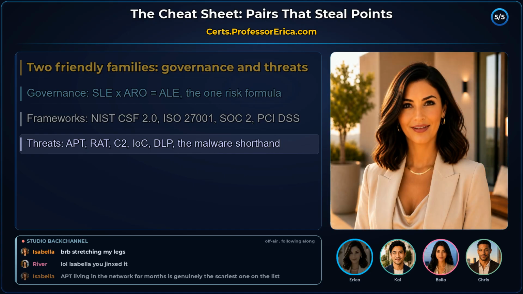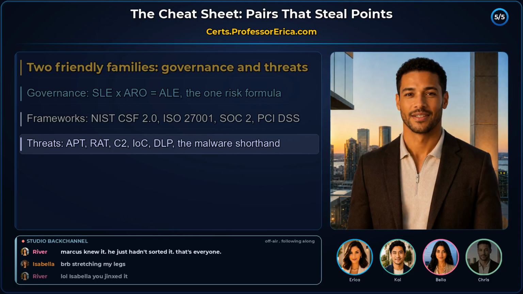And one warning on this family because the exam baits a specific mix-up. RAT, a remote access Trojan, is the malware. RBAC, role-based access control, is a defensive model from the identity family. One letter of overlap, opposite worlds. Read fast under pressure, and that swap costs a point, which is why sorting by family protects you. The Trojan and the access model can never live in the same bucket.